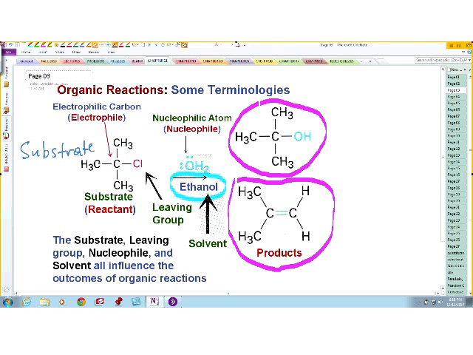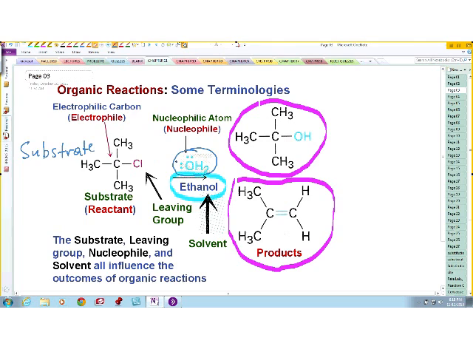Anyway, so instead of calling this a starting material, we call it the substrate. And here, the water in this case, we say this is the nucleophile, because this nucleophile here eventually is going to attack this carbon here.